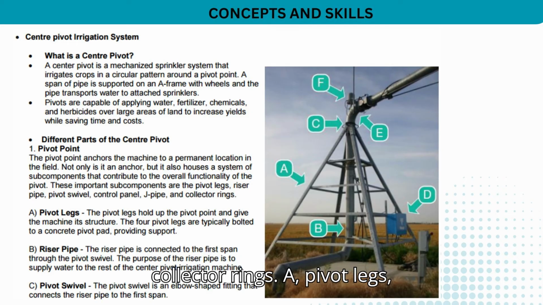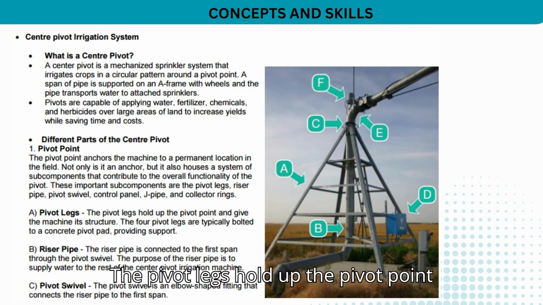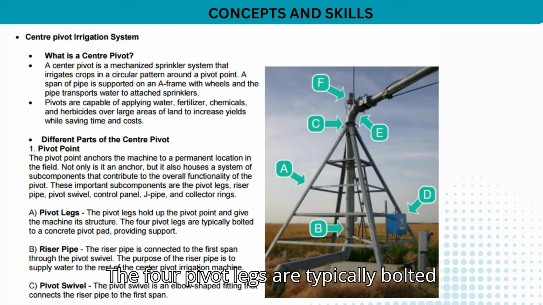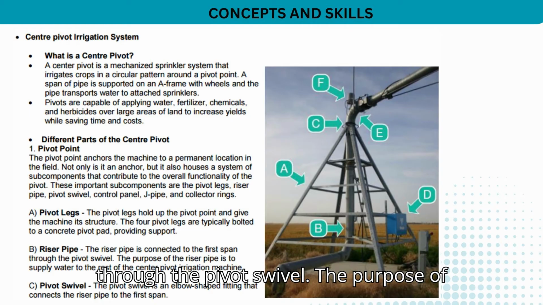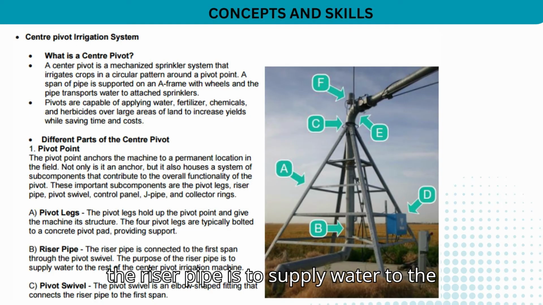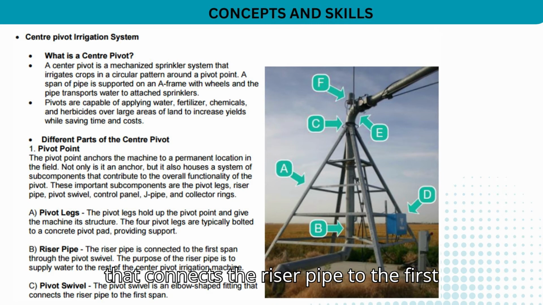A. Pivot legs. The pivot legs hold up the pivot point and give the machine its structure. The 4 pivot legs are typically bolted to a concrete pivot pad, providing support. B. Riser pipe. The riser pipe is connected to the first span through the pivot swivel. The purpose of the riser pipe is to supply water to the rest of the center pivot irrigation machine. C. Pivot swivel. The pivot swivel is an elbow-shaped fitting that connects the riser pipe to the first span.